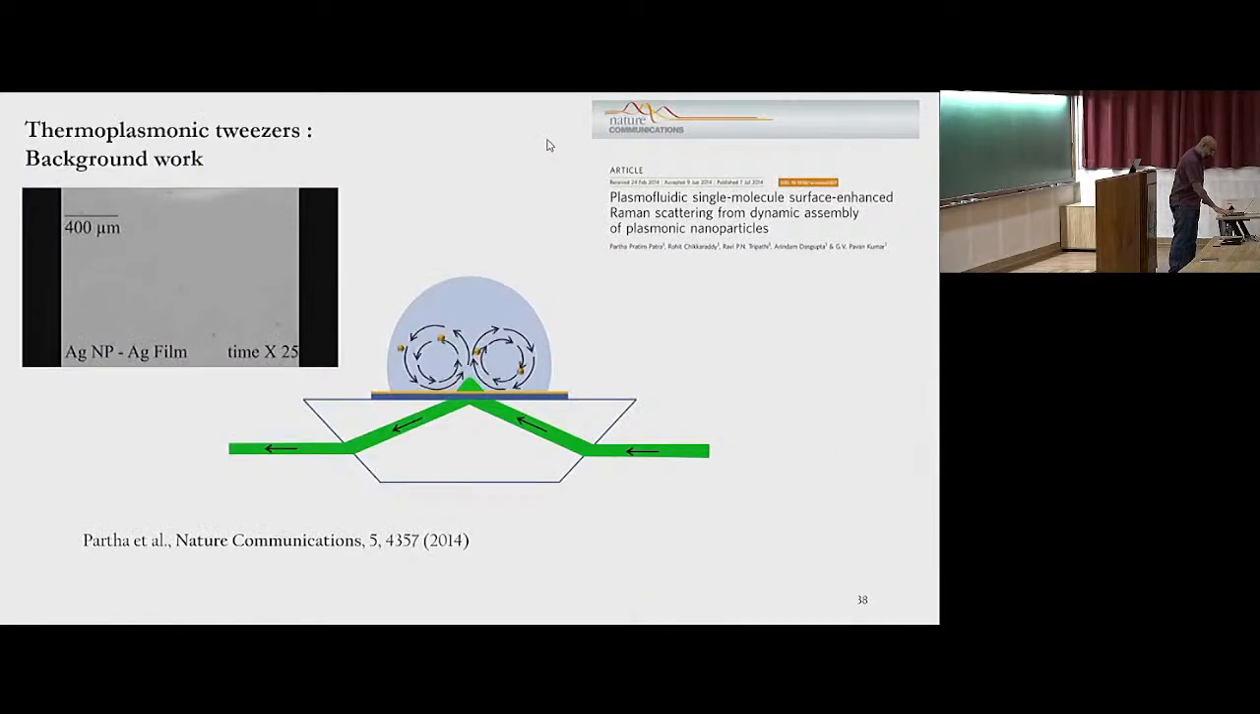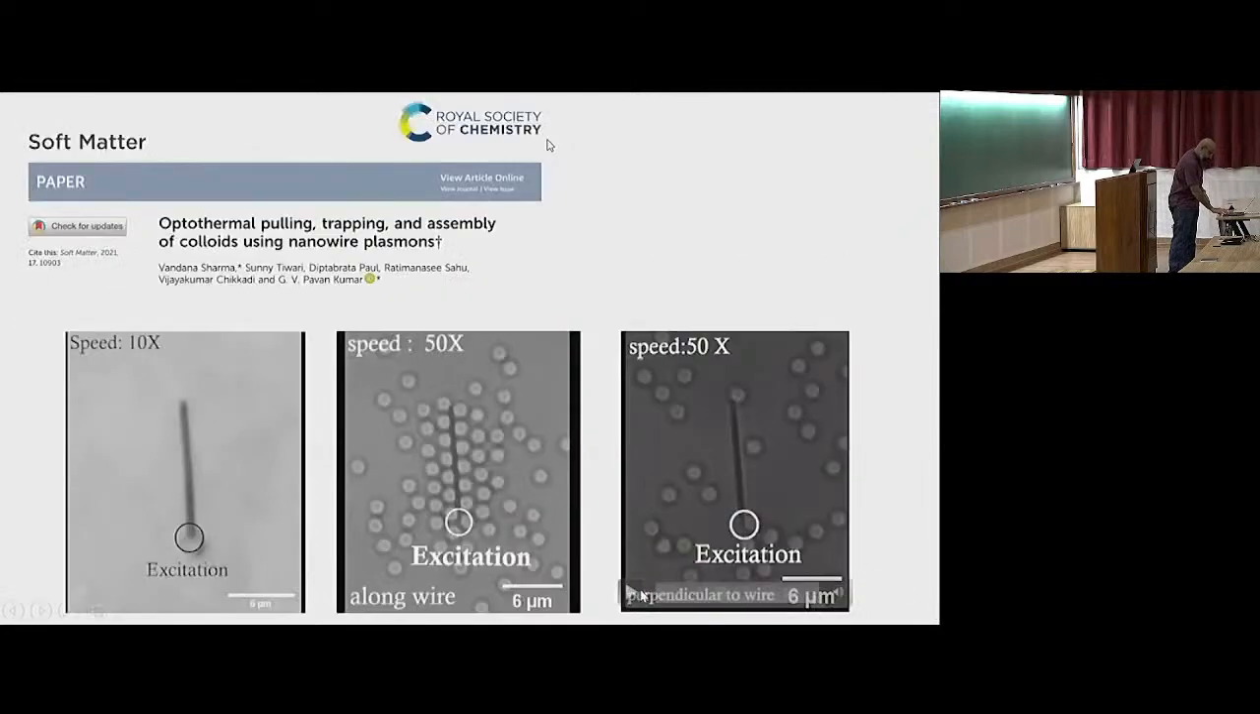Oh, okay, you want to see that? It just gets trapped at the location of excitation. That's all. There is no component which is propagating here.